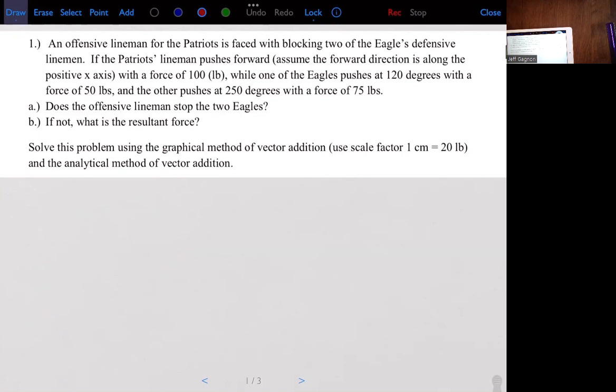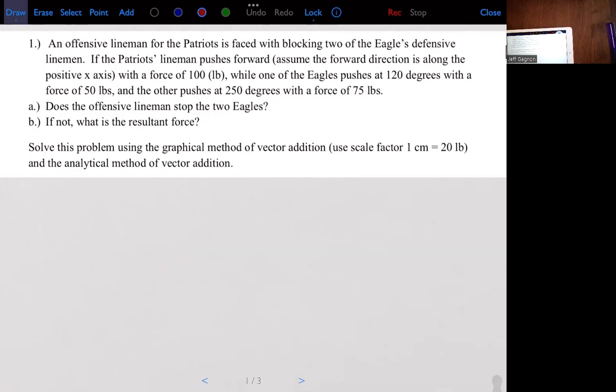So this first question says, an offensive lineman for the Patriots is faced with blocking two of the Eagles' defensive linemen. If the Patriots lineman pushes forward, assuming the forward direction is along the positive x-axis, with a force of 100 pounds, while one of the Eagles pushes at 120 degrees with a force of 50 pounds, and the other pushes at 250 degrees with a force of 75 pounds. The question is, does the offensive lineman stop the two Eagles? Like, does the lineman move forward? And if not, what is the resultant force?